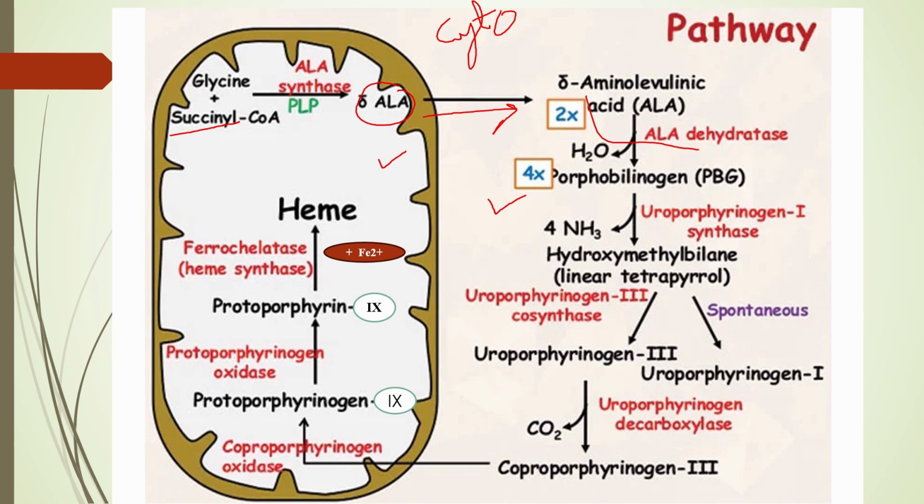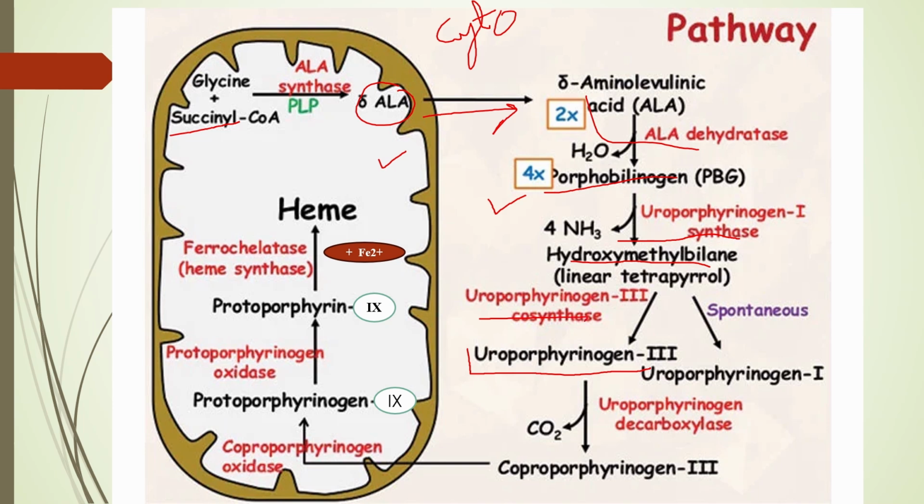Then condensation of the four molecules of porphobilinogen occurs, and it will lead to the formation of the porphyrin ring. This process will occur in the presence of the enzyme uroporphyrinogen 1 synthetase. So it will form the hydroxymethylbilane. Here, it will lead to the formation of uroporphyrinogen 3 in the presence of the enzyme uroporphyrinogen 3 co-synthetase.